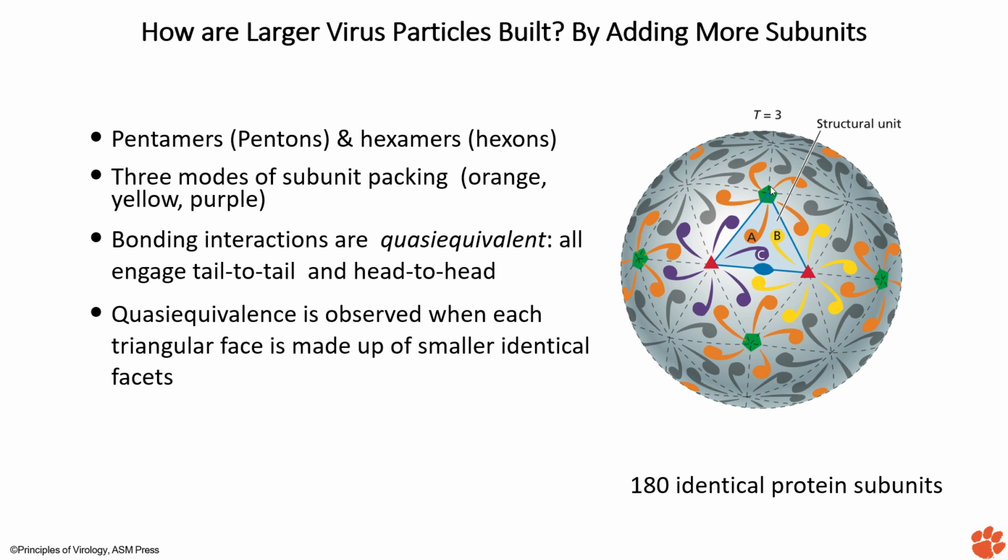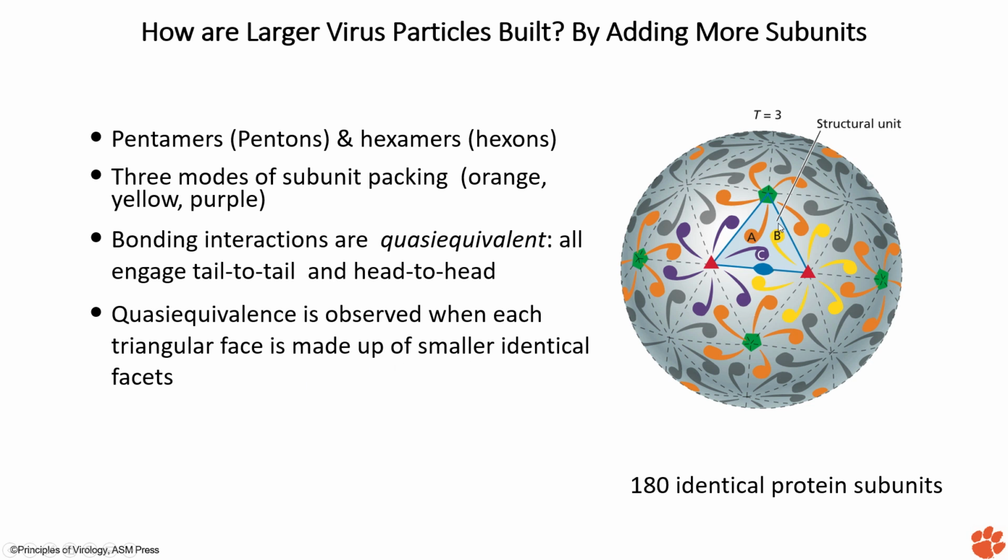So there is a problem. Your 5-fold interaction of the proteins and the 6-fold interaction of the proteins could be similar, but not identical. So these proteins are interacting in a slightly different manner depending upon their local environment. And this is what we call quasi-equivalence. So again, bonding interactions all engage tail to tail, head to head, when the triangular face is made up of smaller identical facets.